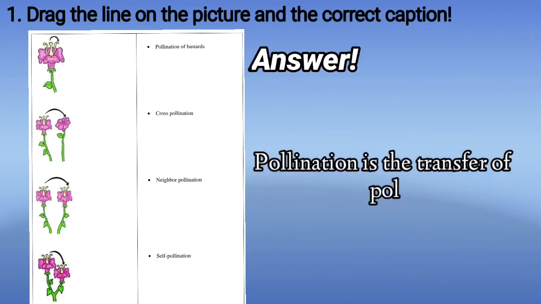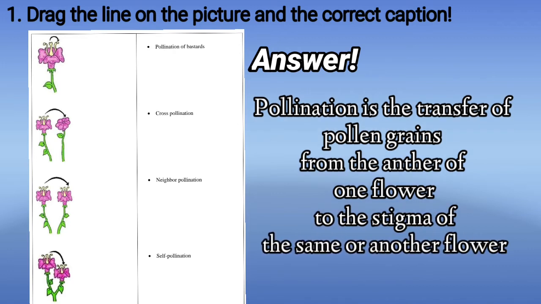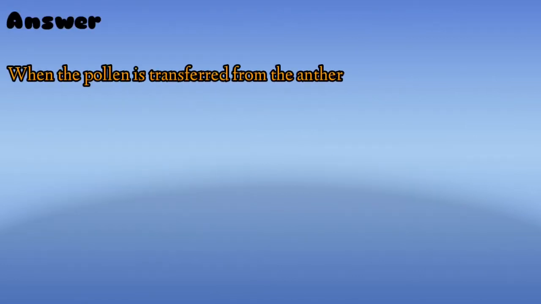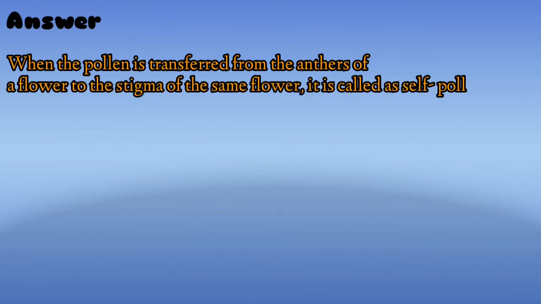It's time to discuss the answer. Pollination is the transfer of pollen grains from the anther of one flower to the stigma of the same or another flower. When the pollen is transferred from the anther of a flower to the stigma in the same flower, it is called self-pollination. So picture 1 with D.